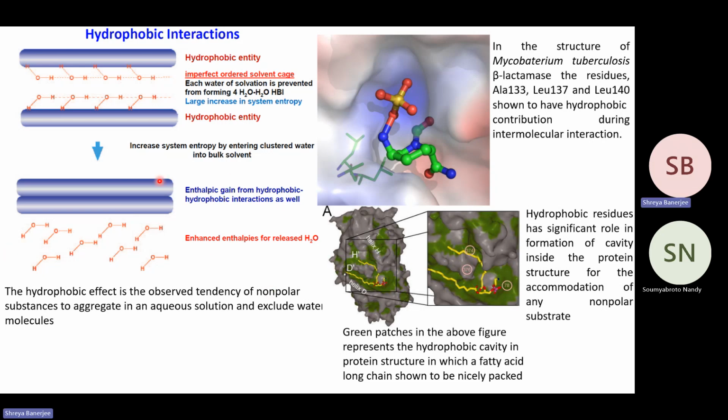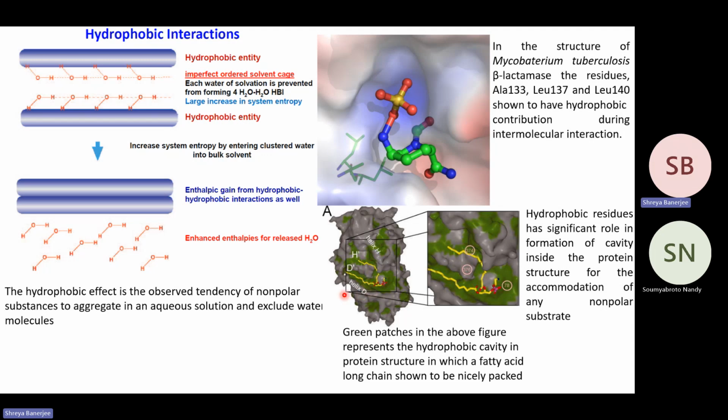Mainly the hydrophobic interactions occur in the interior regions of the protein. You can see here, this is a protein. The green patches represent a hydrophobic cavity. In this hydrophobic cavity, a fatty acid, which basically means a long chain alkyl group, can very nicely bind to the cavity of the protein, because in this cavity of the protein, there are hydrophobic residues.